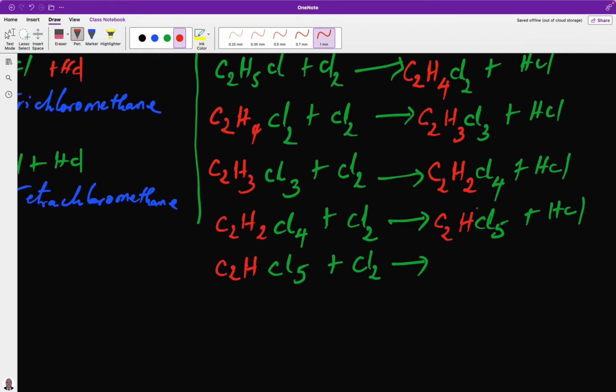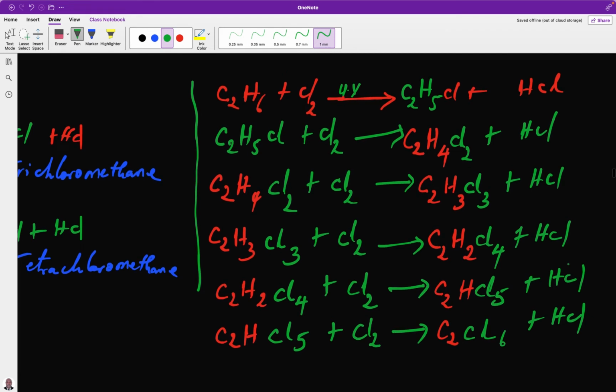Now we have finally substituted our hydrogen atoms as they appear here. C2, no more hydrogen, because one of the chlorine is coming to substitute it. So we now have C2, no more hydrogen, Cl6 plus HCl. C2Cl6 plus H2O. So if you look at it, you see how the whole thing goes.